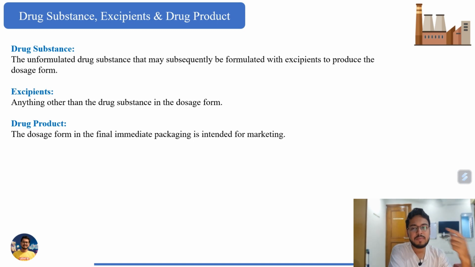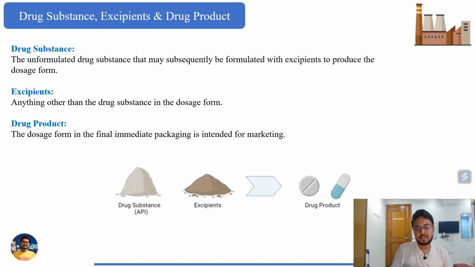Whenever the drug substance is mixed with the excipients, it forms the final product. So excipients are nothing but whatever other things you mix with the drug substance to make the final product, that becomes your excipient, and the final product is also known as the drug product. So if I have to give you a simple diagram, you can see on the screen that the drug substance is mixed with excipients and it forms the final product.